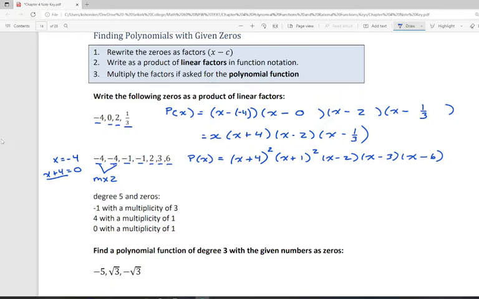And that's it. That is a product of linear factors. So this one, I want an equation of a degree 5, which means I'm going to have 5 linear factors with these zeros. So I'm going to have a zero of -1 with a multiplicity of 3, a zero of 4 with a multiplicity of 1, and a zero of 0 with a multiplicity of 1. So pause the video and write that as a product of linear factors.